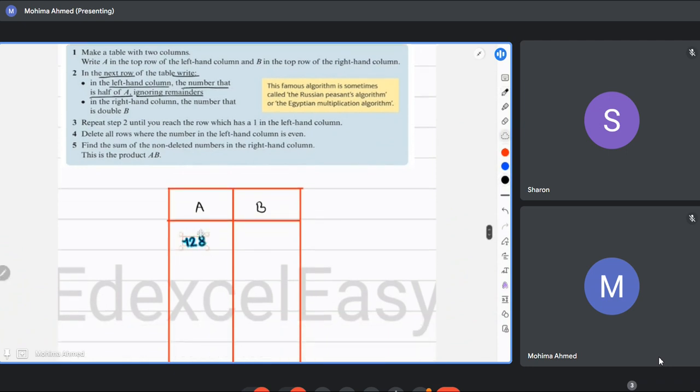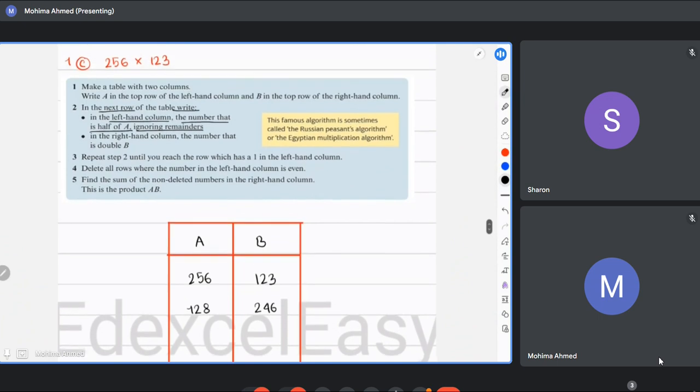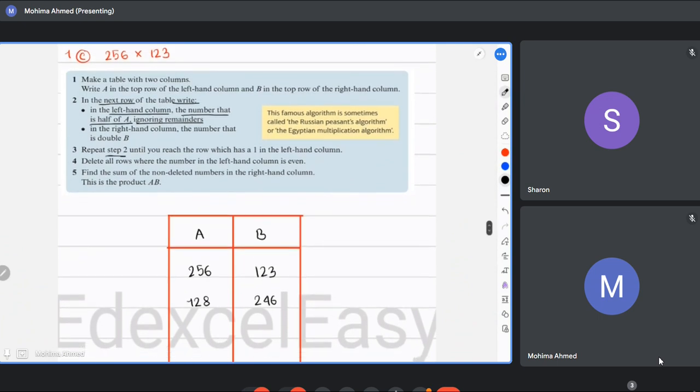Let's just first write down the numbers and then we'll start with their values. This was 256, 123, and we get 246. Okay. That is the first value we get from the algorithm. And then after this, repeat step 2 until you reach the row which has 1 in the left hand column. So you have to continue dividing it by half until we get 1.